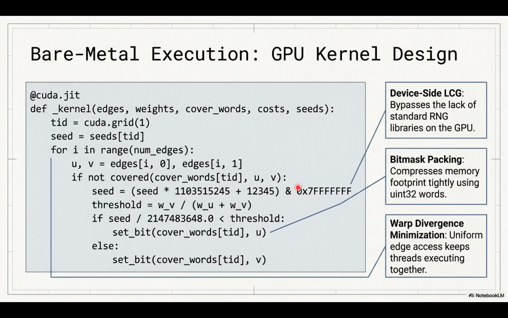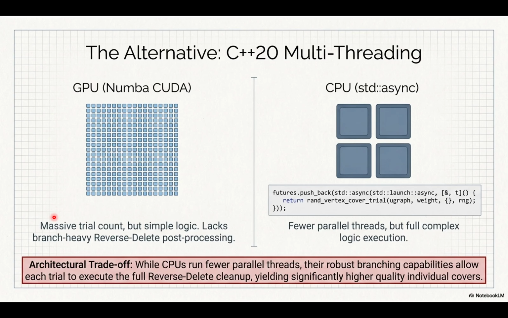It really is. But remember, the GPU isn't the only hardware path. The sources also map out the CPU multi-threaded approach using C++20 std::async. Right, and CPUs are a totally different beast. A CPU doesn't have thousands of cores, it might only have 16 or 32 threads, but they are sophisticated, they handle nested branching logic without a problem.